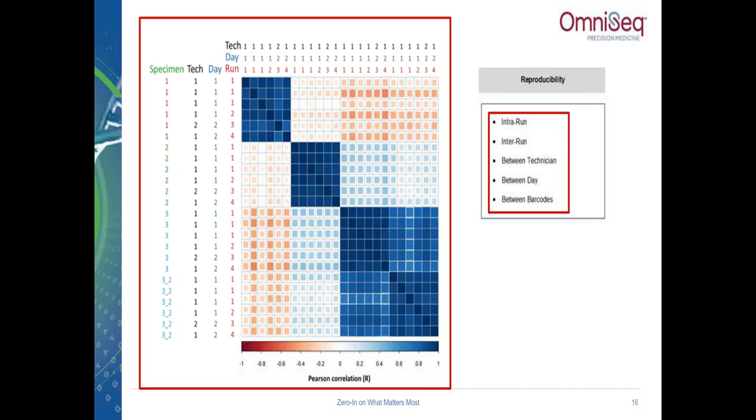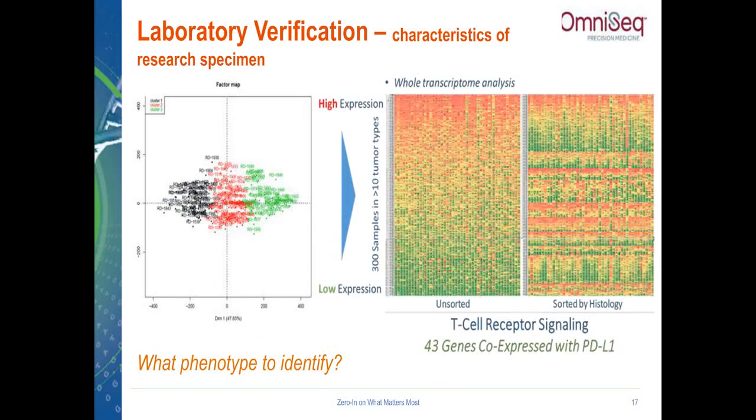Then I'm not really going to go into clinical validity and clinical utility, but I did want to just touch on, how do we know that what we're looking at is what we're looking for? So we originally took an observation from whole transcriptome analysis looking for a particular phenotype, and on the right-hand side shows this phenotype from whole transcriptome analysis.